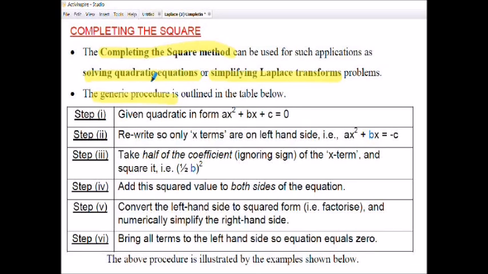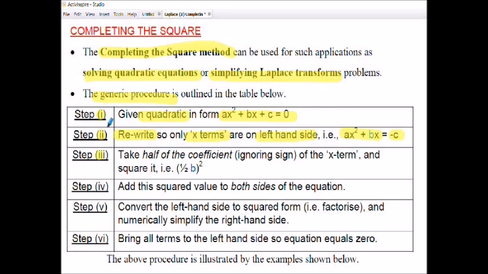This is a 6-step process. So step 1, we're going to be given a quadratic equation having the form ax squared plus bx plus c equals 0. Step 2, we're going to rewrite the equation so only the x terms are on the left hand side of the equation. So looking at the generic equation, that will mean the ax squared plus the bx are on the left hand side and then the constant term is taken to the right hand side.